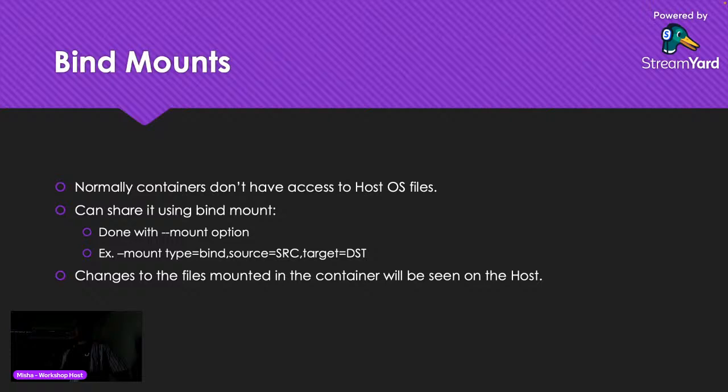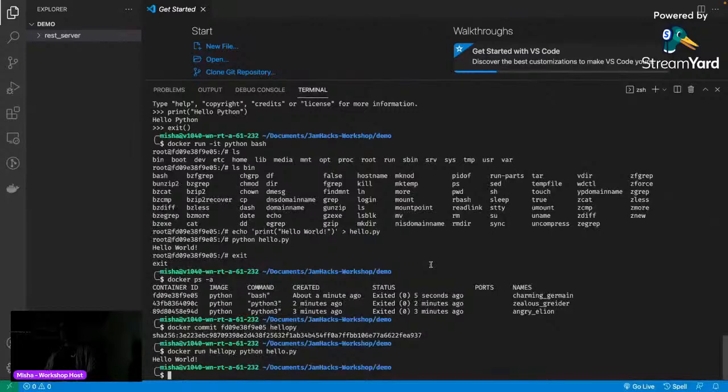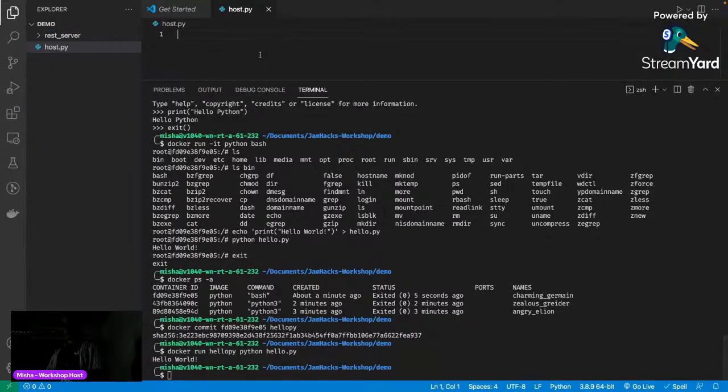So a bind mount can be specified using the mount option. You give it a source, a file or a directory, and then a file or a directory as the target. So let's try that. For example, let's make a new file here called host.file, and here print hello from host.